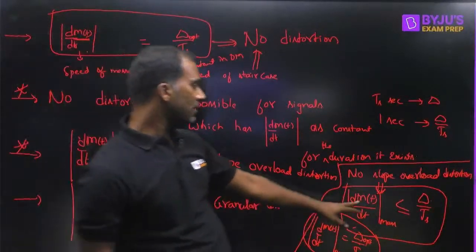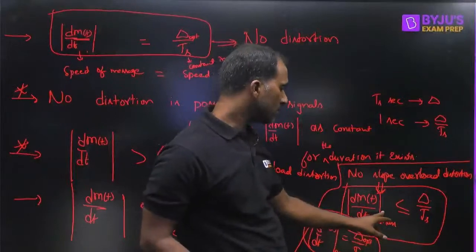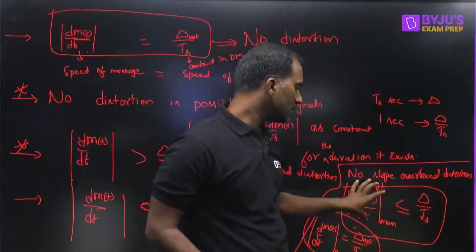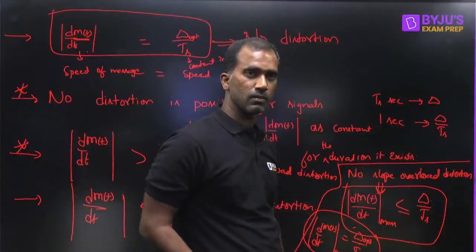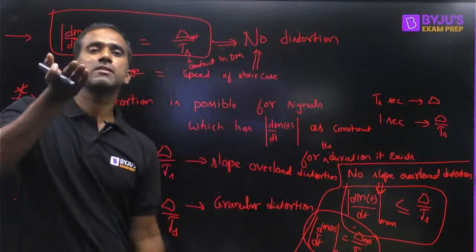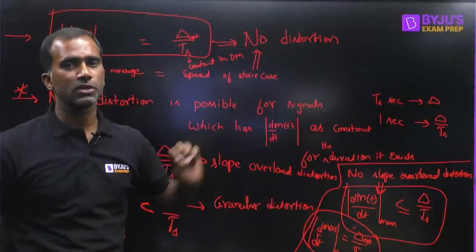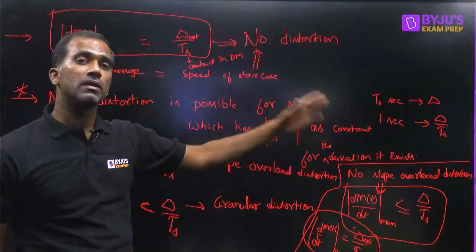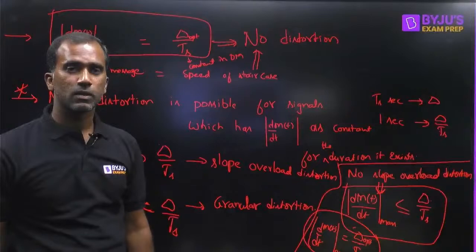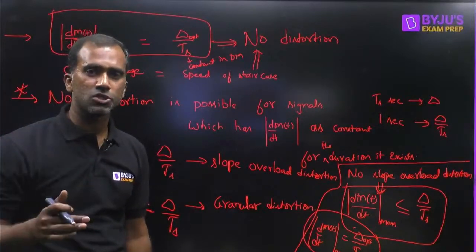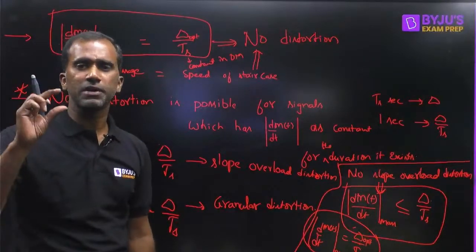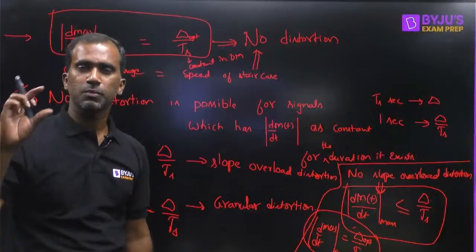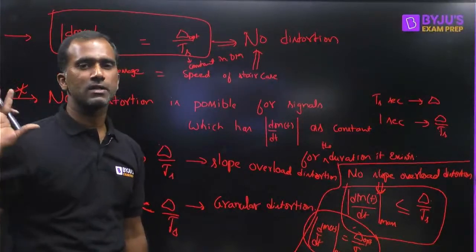Okay. So if you want to avoid distortion, this is maximum value. Choose a value which is equal to this or greater than this. As you choose bigger value of step size, we can definitely reduce the slope overload distortion. But they may not ask you the question on no granular distortion completely. If you want to reduce the granular distortion, the simple funda is we have to reduce the step size. As simple as that. The smaller the step size, smaller the granular distortion.